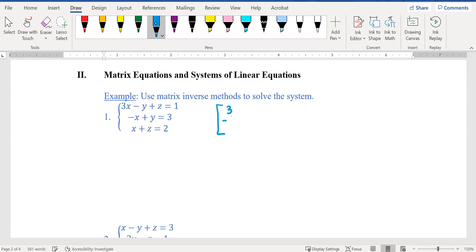3, negative 1, 1. Negative 1, 1, 0, and 1, 0, 1. I'm going to do a little mental check here. 3, negative 1, 1, negative 1, 1, 0, 1, 0, 1. Yes. Now I'm going to put my variable matrix, x, y, z. Now I've got my constant matrix to the right of the equal sign, 1, 3, 2.